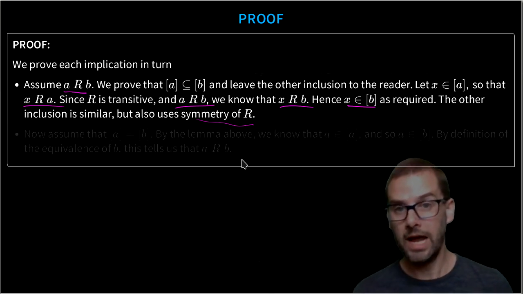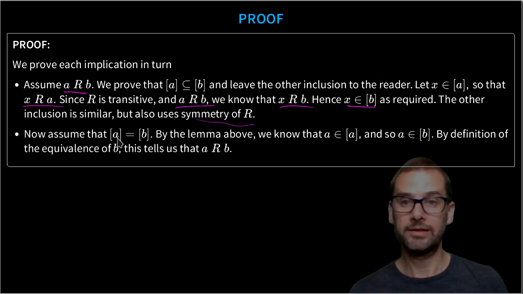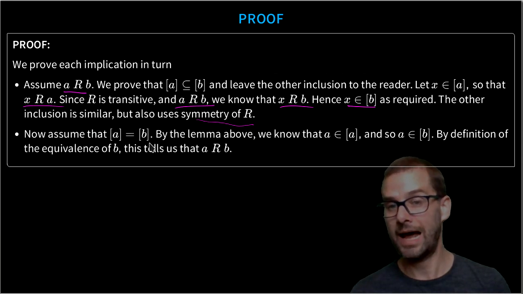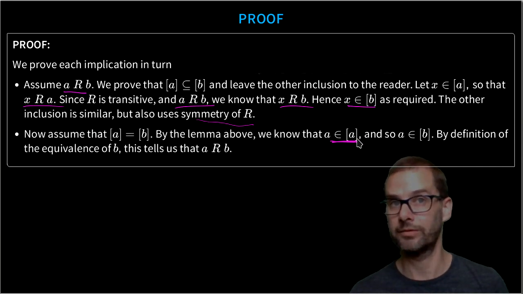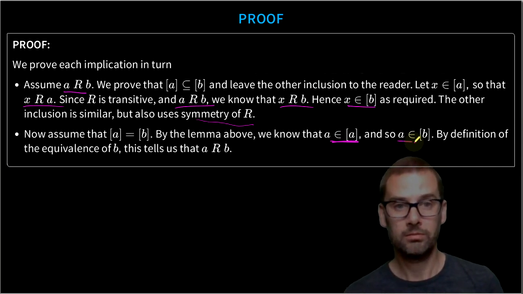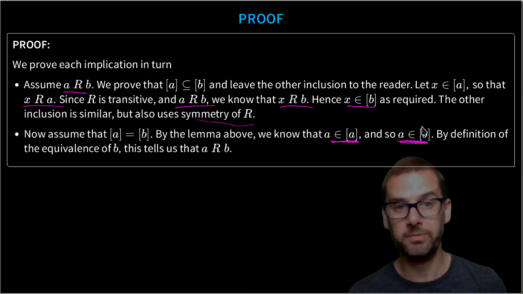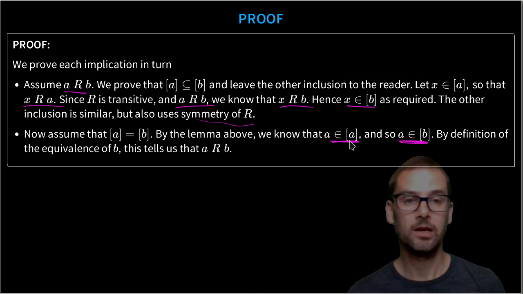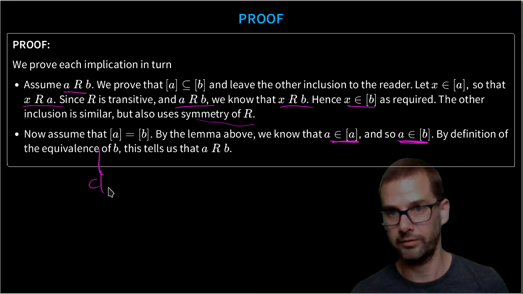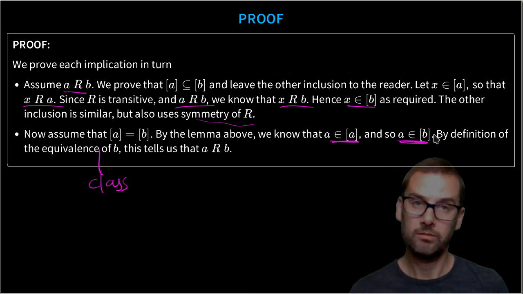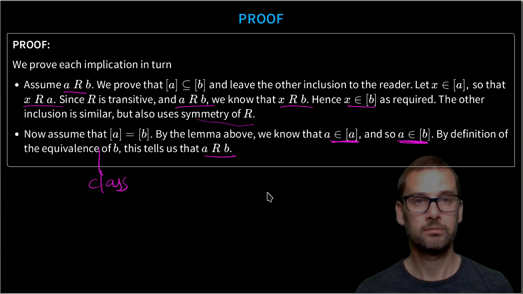Now, if we assume the other side, so we're proving the forward implication now, if the equivalence class of b is equal to the equivalence class of a, then from the lemma above, we know that a is in the equivalence class of a, so a is in its own equivalence class, and so a has to be in the equivalence class of b because these two things are equal. So a is in the equivalence class of a, it must be in the equivalence class of b, by our assumption here. And then by the definition of the equivalence class of b, which is all the elements that are related to b, that tells us a R b, and we're done.